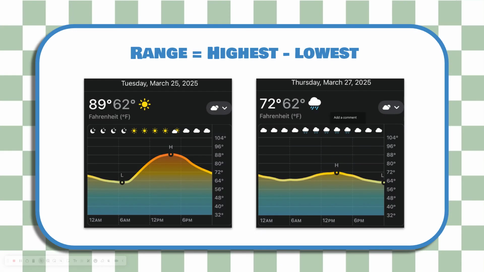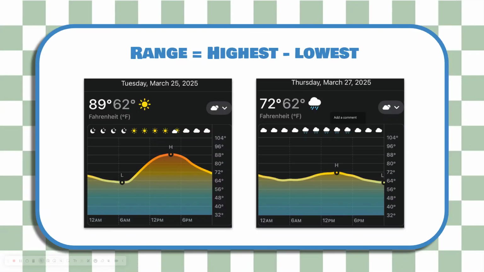All right, so look at these temperatures. These were from last March. It shows you the high and the low temperature for Tuesday and the high and the low temperature for Thursday. So, mental math this. Think about what would the range be for Tuesday? If you said 17, oh, my bad, I did that mental math wrong. If you said 27, you are correct. 89 minus 62. Now think about what the range would be for Thursday. That's pretty simple. The range for Thursday would be 10, 72 minus 62.